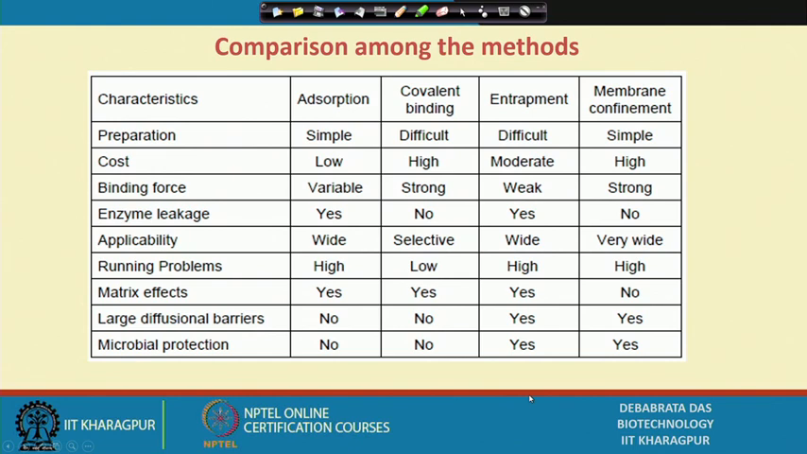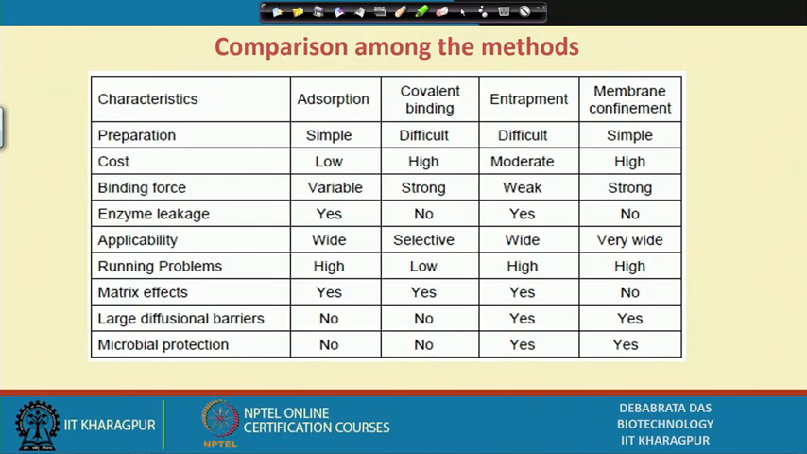Now, this is a very interesting table. This table tells us how you select the immobilization technique for your particular enzymes. One thing I want to stress here is that all immobilization techniques are not suitable for all enzymes. So, we select the immobilization technique on the basis of your requirement. If you look at this table, on the basis of certain characteristics, we see what we are actually looking for. As for example, the preparation.